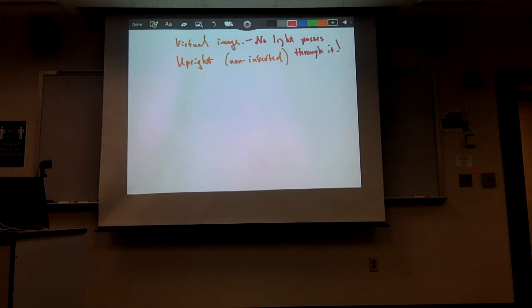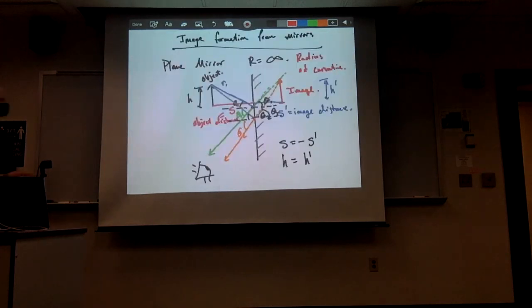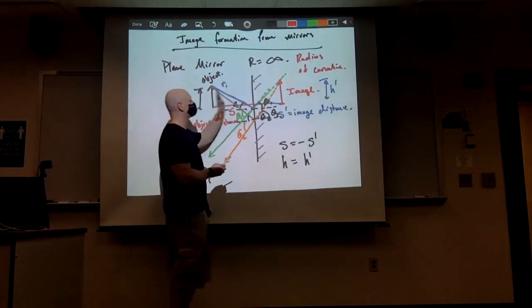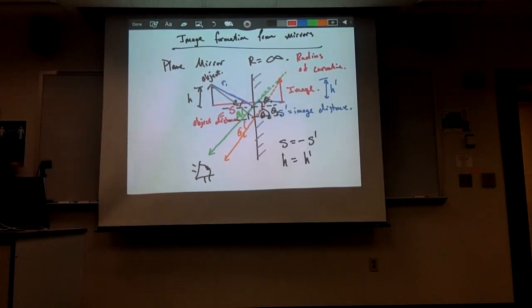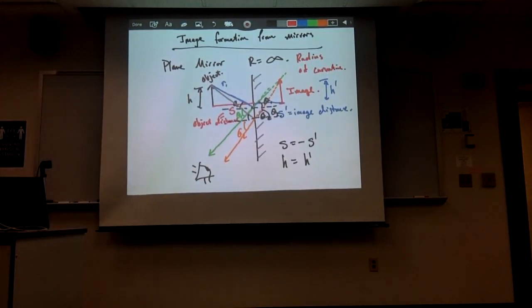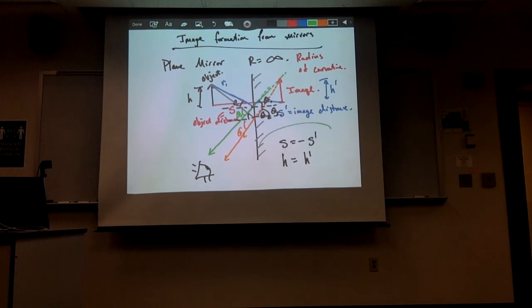Upright just means it has the same orientation as the object itself. So in this case, the object is pointing upward, and the image is also pointing upward. So that's it. As far as plane mirrors are concerned, this is all we care about. Starting off tomorrow, I'll give you another group of assignments corresponding to plane mirrors, and then from there we'll start talking about more interesting cases, which are spherical mirrors.